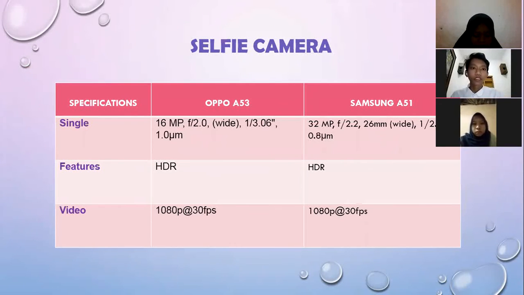Next is selfie camera. Oppo is 16 megapixel, f/2.0, wide, 1/3 inch and 1.0 µm.